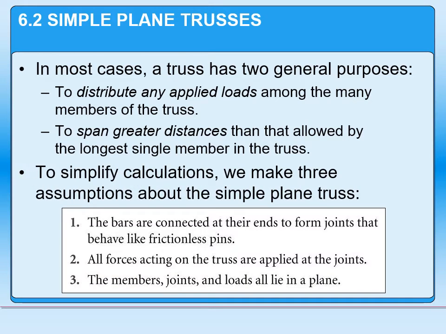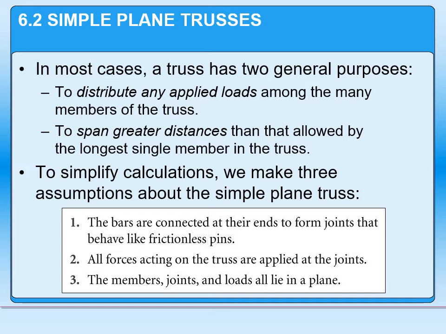We do generally make three assumptions when we analyze trusses. First, we assume that the bars or the structural members are connected at their ends and the joints are formed by frictionless pins. So that's what holds them together. Frictionless pins eliminate moments from our calculation. So that's an important assumption to simplify our calculations.